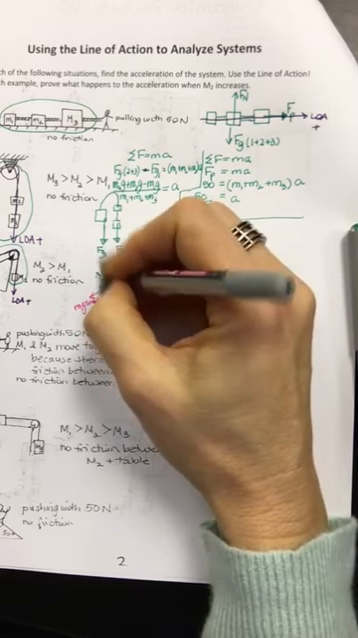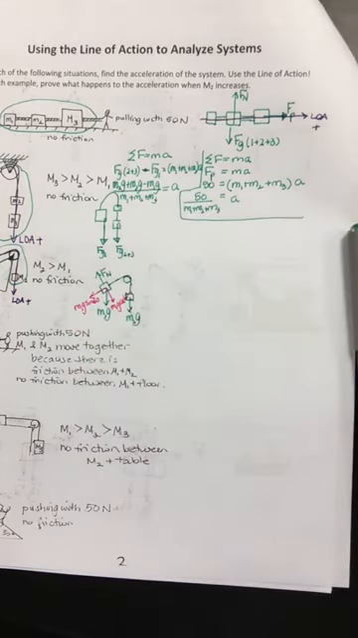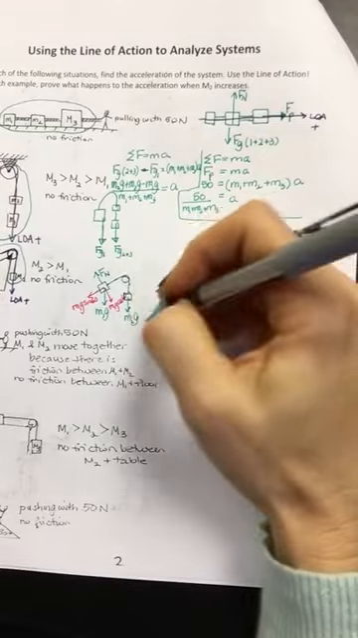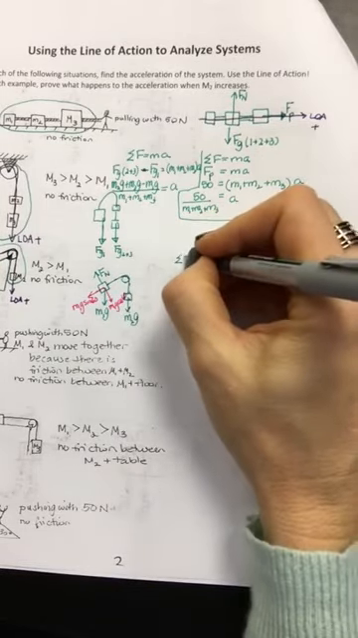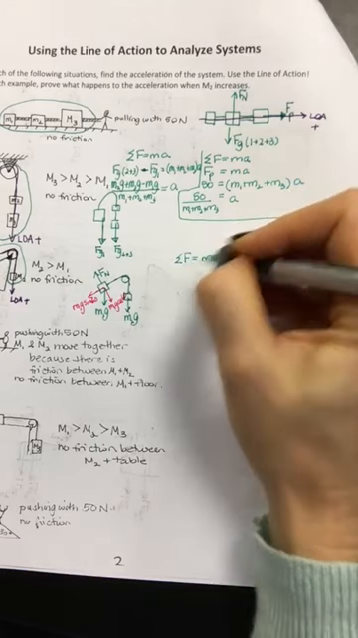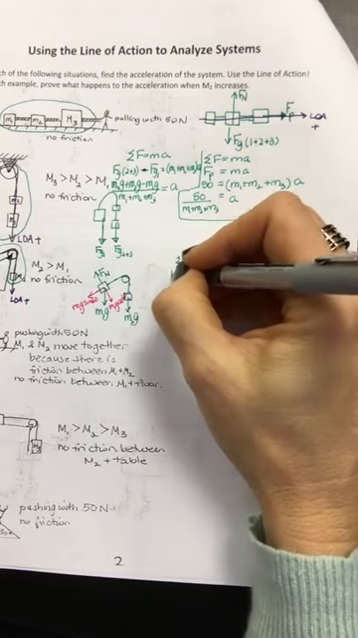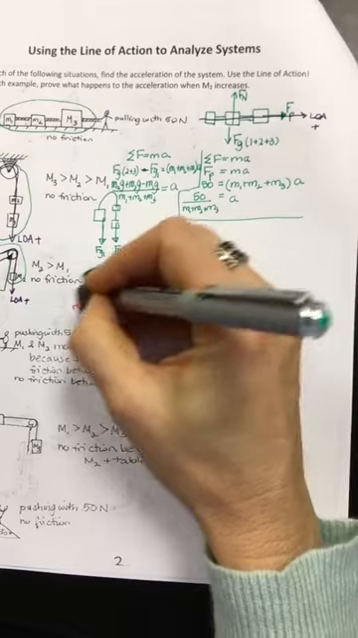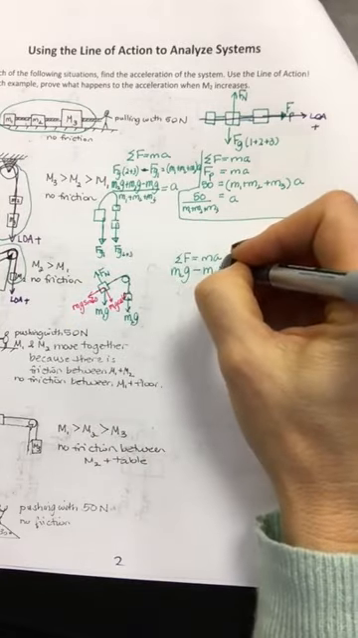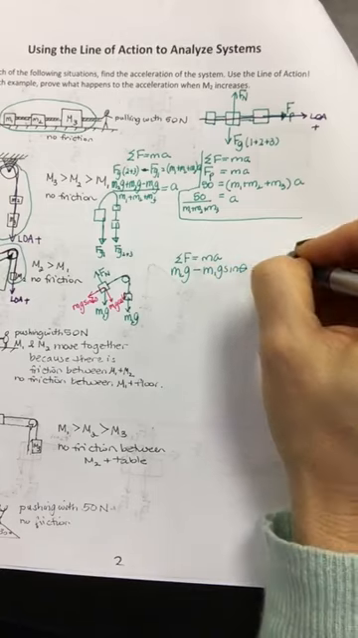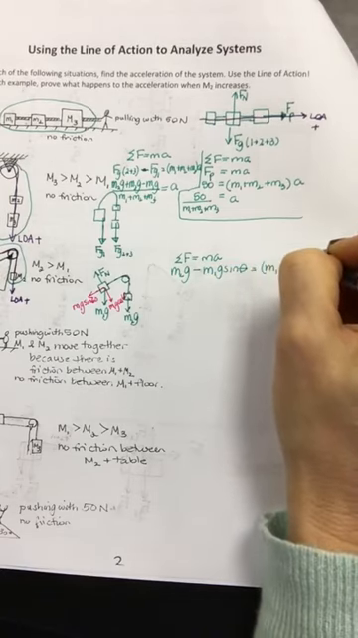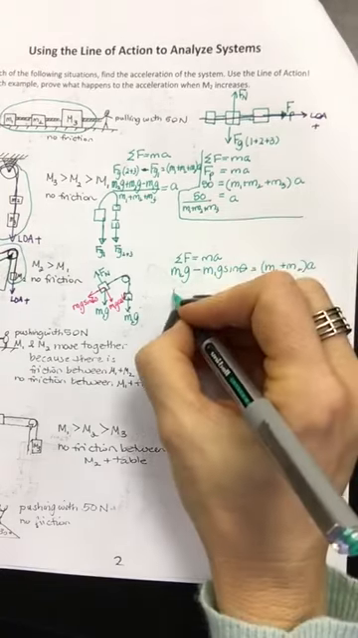Now this one is perpendicular to the line of action, so I don't have to worry about it. I only have to worry about what's along the line of action. So when I write this out, this is positive direction, so M2g. This is the negative direction, minus M1g sine theta, and we've got to do the total mass, m1 plus m2, times acceleration.